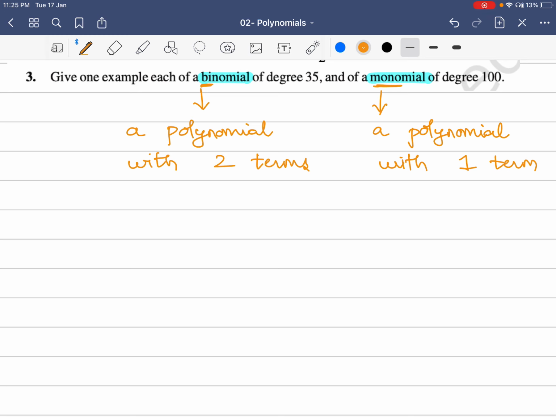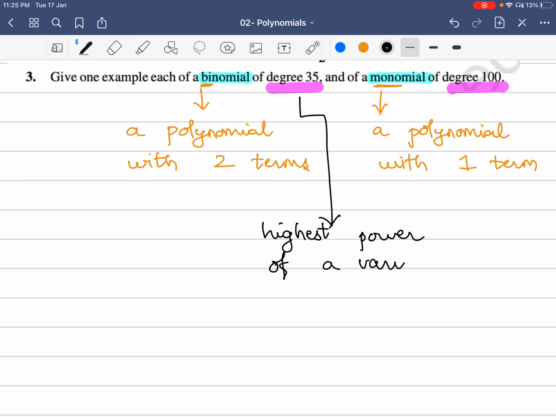Now there's one more condition that we have to follow, which is the degree should be 35 here and the degree should be 100 here. Now once again, to quickly revise, what is the degree of a polynomial? So I'll just write it down here. Degree, the very simple definition, is the highest power of a variable in a polynomial. It is called the degree of that polynomial. So now, we have to give one example of a binomial of degree 35.